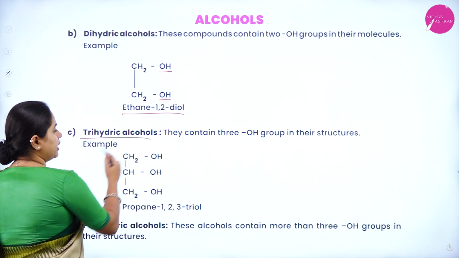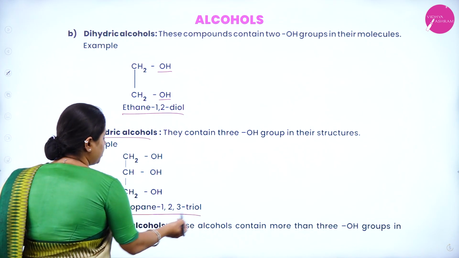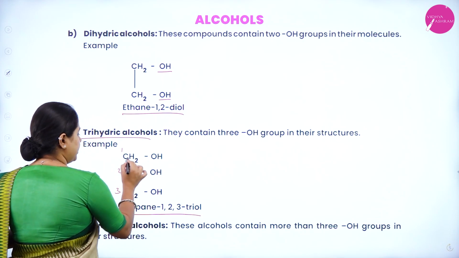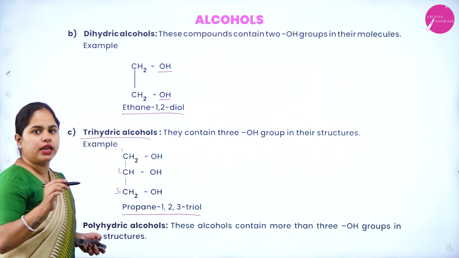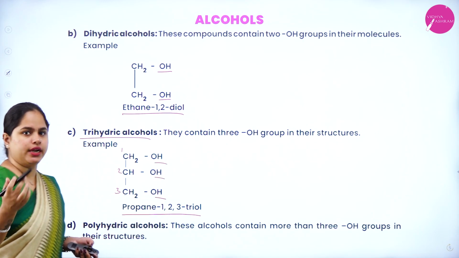Now you have trihydric alcohols. That means 3 hydroxyl groups will be there. Propane-1,2,3-triol. That is, in the first carbon atom, second carbon atom and third carbon atom, you have 3 hydroxyl groups. So 1, 2 and 3, hence trihydric.